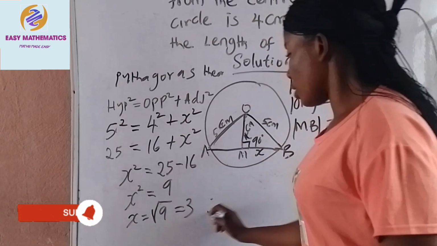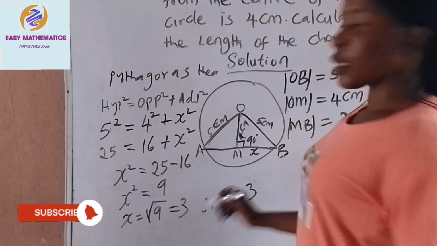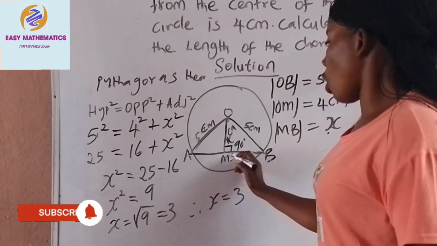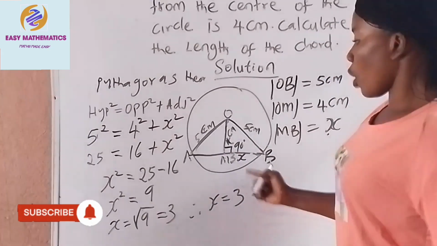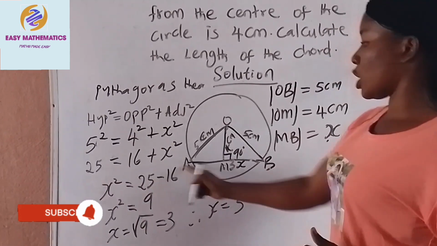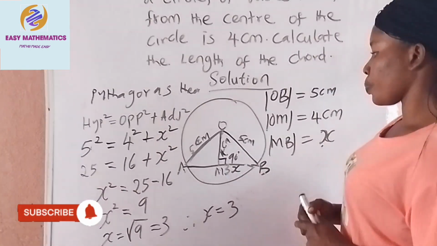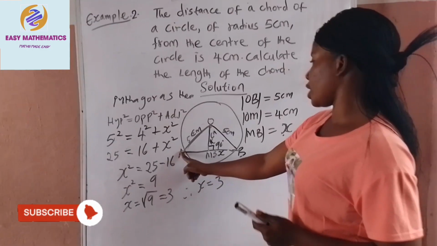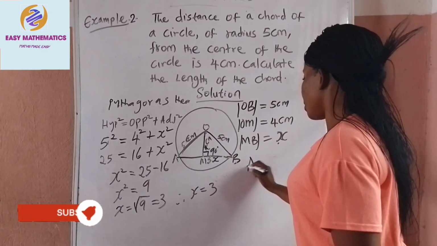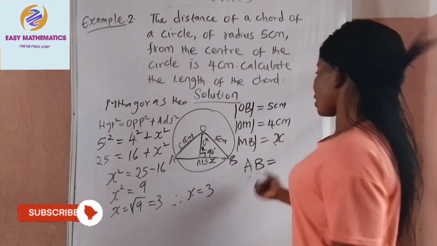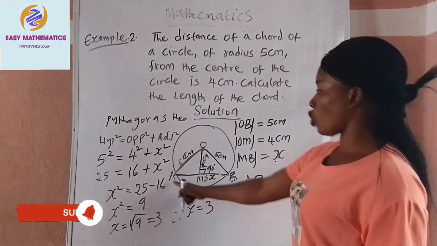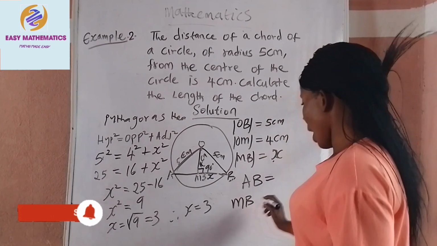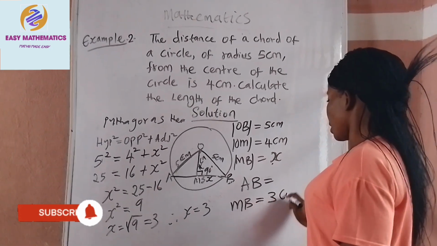Therefore our x is equal to 3. Which means this side of the chord is 3. But we are asked to find the length, which is AB, not just part of the chord. We are asked to find from this point to this point. That is AB. We are asked to find the length of the chord, which is AB. And we have gotten MB. Our MB is equal to 3 cm.